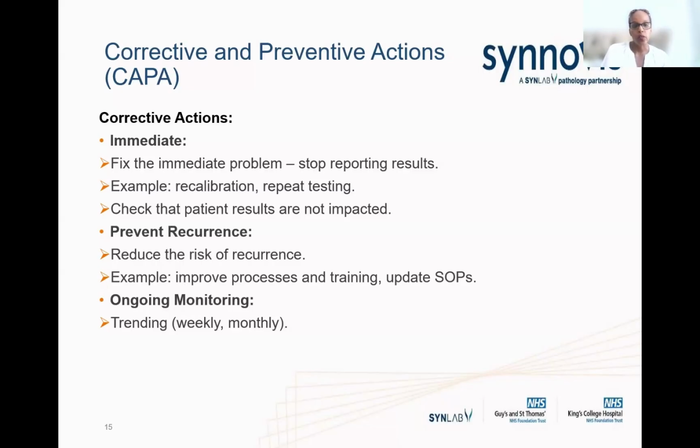And then you check patient results are not impacted, as we said at the beginning. To prevent reoccurrence and reduce the risk of reoccurrence, you improve the process, training, and update the SOP. It's really important that you look at the whole system and not just focus on one thing, not just focus on the QC, thinking I'll replace the QC and that will fix it. You need to identify when you opened that QC and how long it has been in the fridge in terms of use. That kind of analysis will pinpoint the correct corrective actions for you.